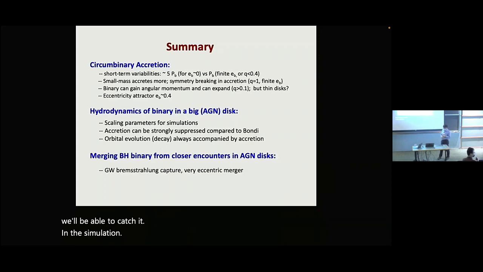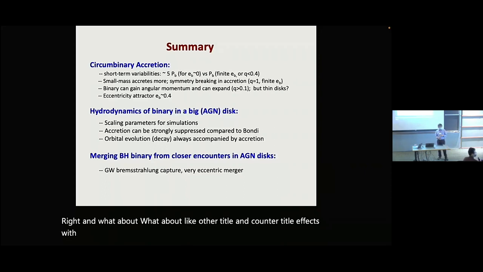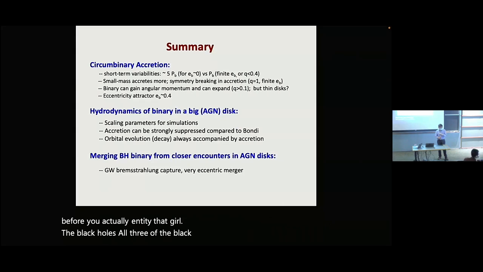And what about other tidal effects with the black hole or things like that? Because there are lots of things that happen before you actually enter the event horizon. No tidal effect. Okay, thank you.